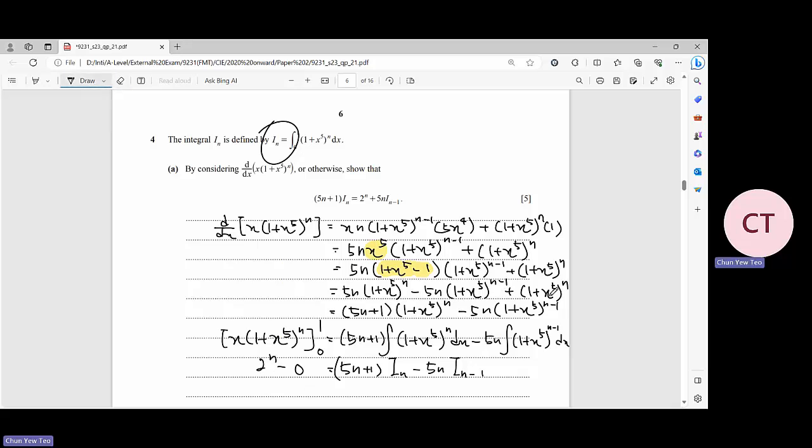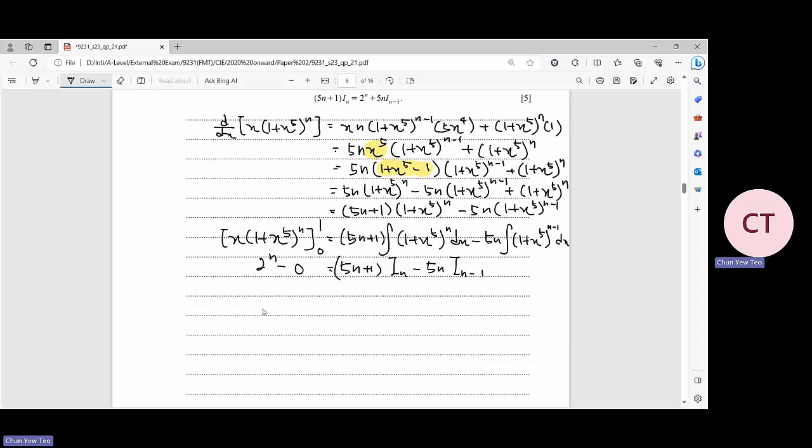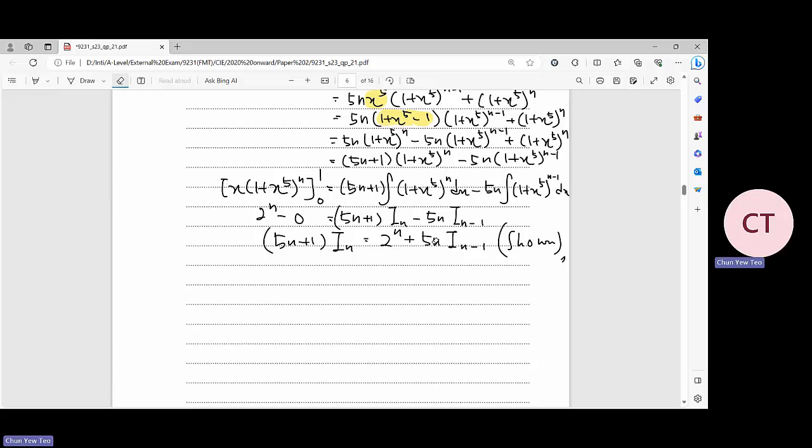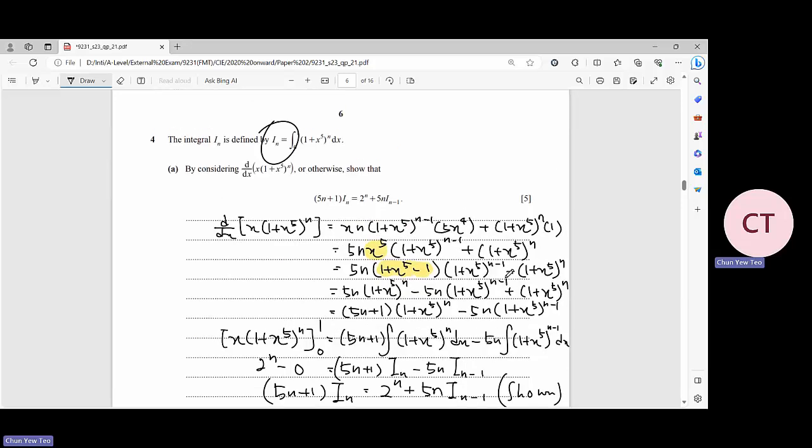Okay, so at the end, we want to show the relationship. We're almost there. Therefore, this is the relationship: 2^n plus the 5n I(n minus 1) equals (5n plus 1) In. Shown. Okay, done. Let me write the hand properly. So this is the answer for number 4A.